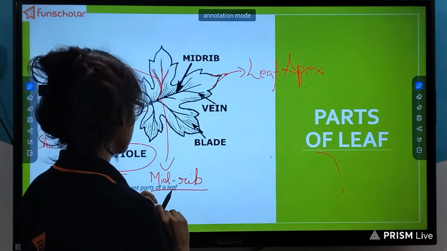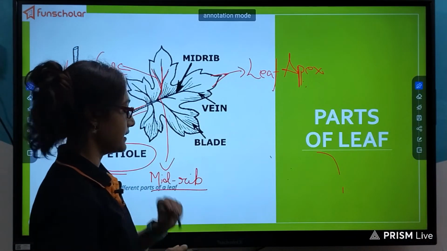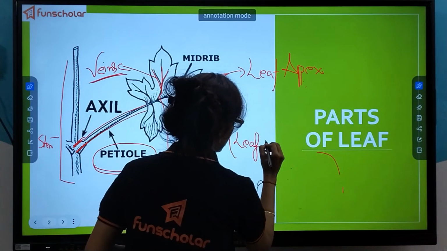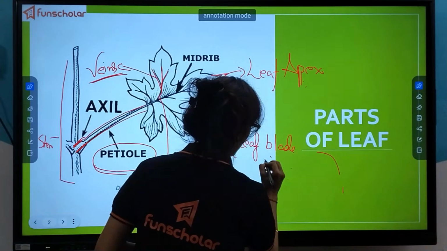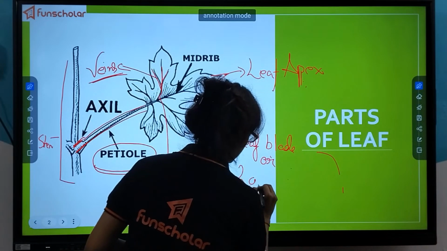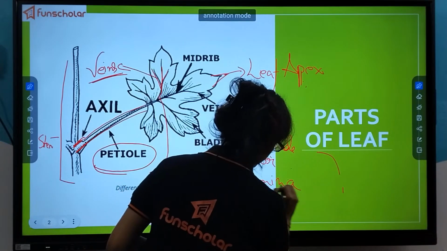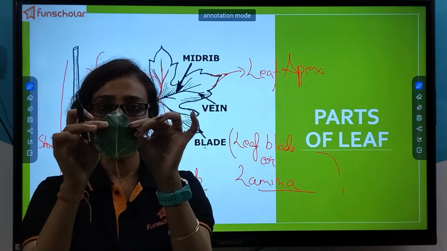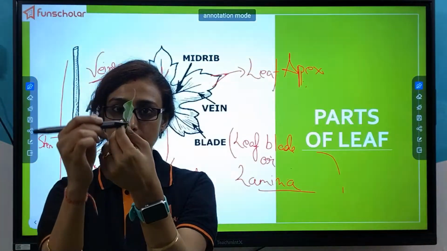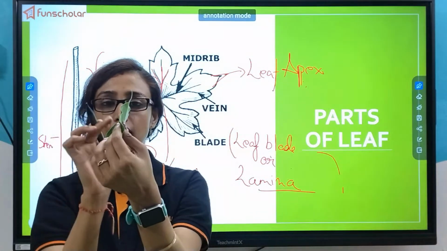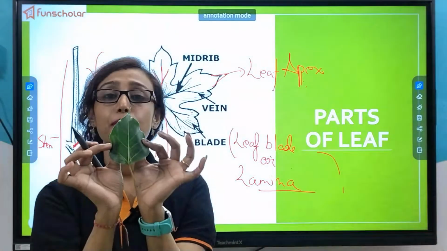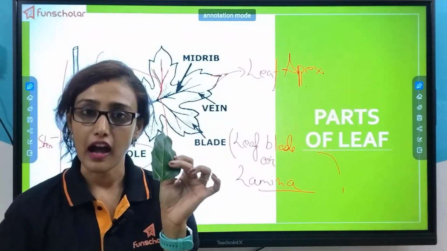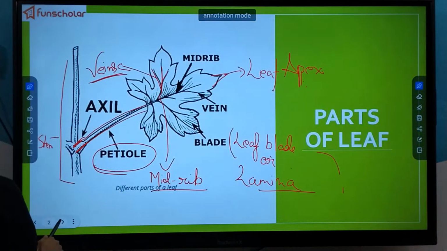Up next. Now see, it is being written as blade. This is also known as leaf blade or lamina. This edge, this is flat and broad. See, it is flat if you can see from the side. It is flat and broad in size. And this part is known as what? Leaf blade or lamina. Done? Okay.